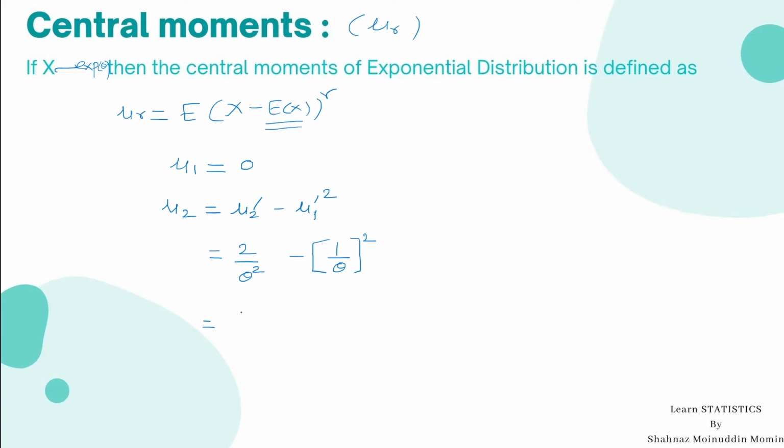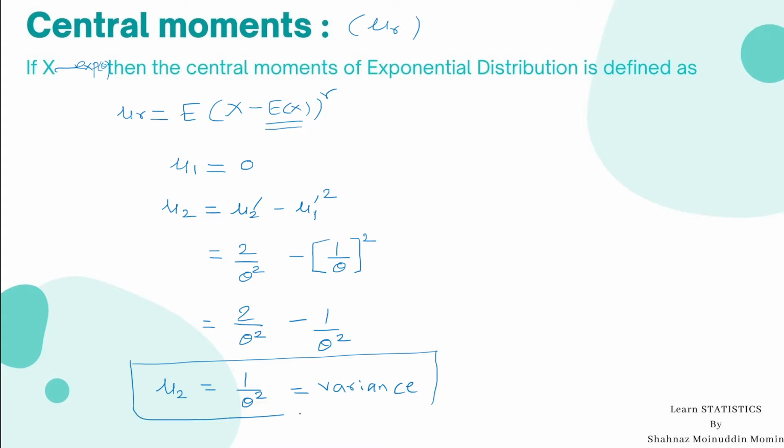After squaring we get 2 divided by theta square minus 1 by theta square, and after simplification it comes out to be 1 by theta square. Hence the second central moment mu2, which is the same as variance, is 1 upon theta square. This is the second central moment of exponential distribution.